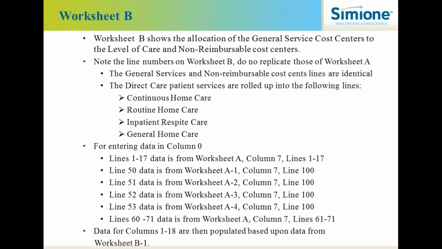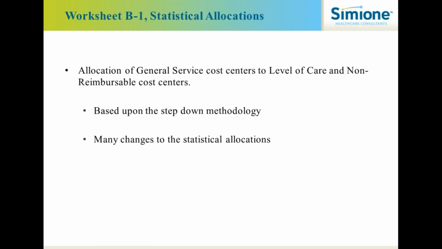So then the data for columns 1 through 18 are populated based upon the data from worksheet B-1. So now let's talk about worksheet B-1 and the statistical allocations. And this is the allocation of general service cost centers to level of care and non-reimbursable cost centers. It's based upon the step-down methodology, and there's many changes to the statistical allocation.